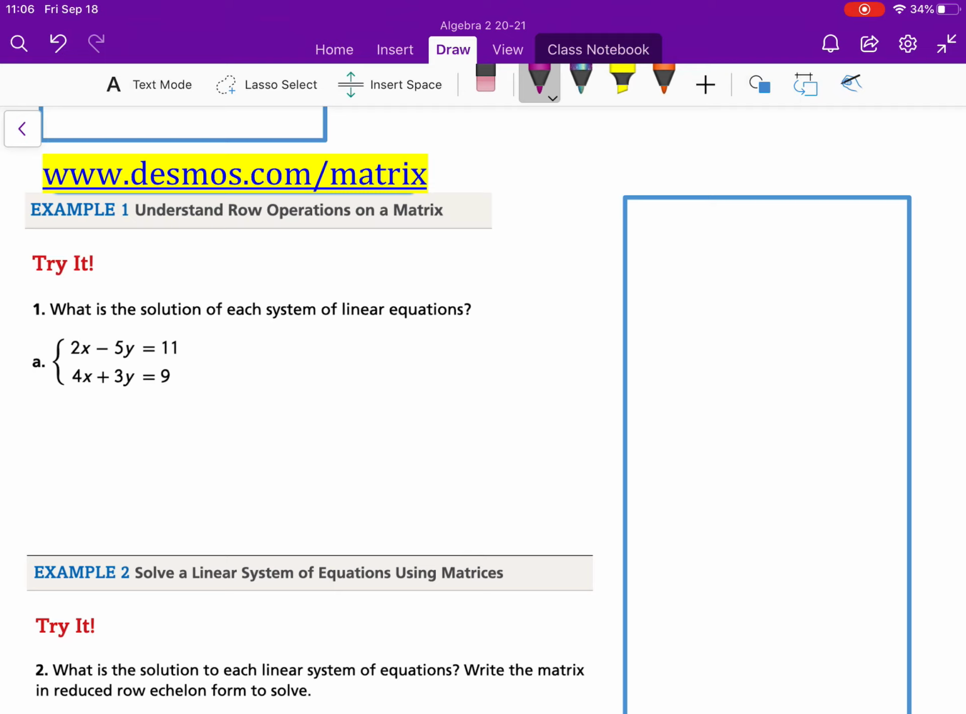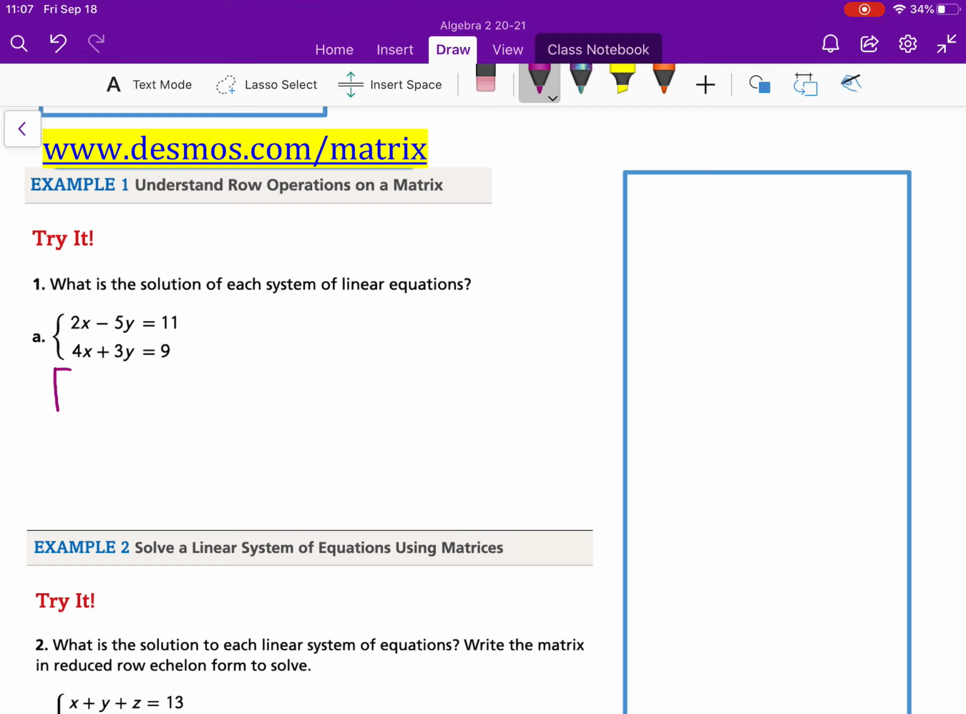All right, so when it says what is the solution to this, it says each, but I only did A. So let's just work on A. First thing I'm going to do is make a matrix like we did in our previous example. And my numbers are going to be 2, -5, 11, 4, 3, and 9. If you would like, you may put your line there. However, when we put it in our calculator, we don't always have that line there. So just know that for calculator purposes, we may not have that line.